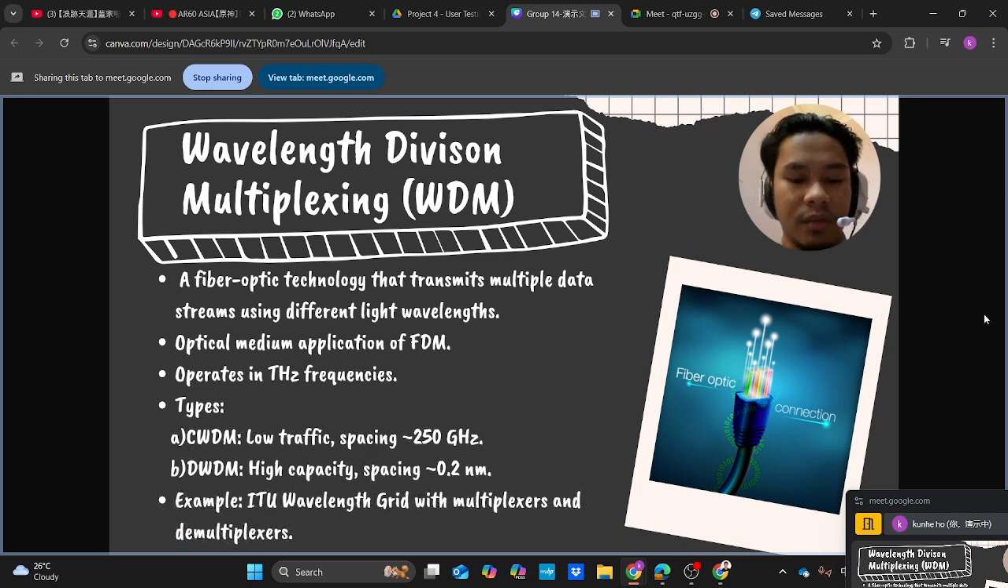Another method is WDM, which stands for wavelength division multiplexing. WDM system is a fiber optic technology that transmit multiple data streams using different light wavelength. It occurs in optical medium application and operates in terahertz frequencies. A few types of WDM are CWDM, which is low traffic spacing at 250 GHz, and DWDM, which is a high capacity spacing at 0.2 nanometers. An example of WDM application is ITU wavelength grid with multiplexers and demultiplexers. That is all from me.